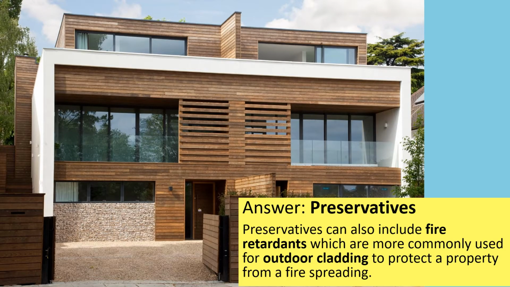Preservatives can also include fire retardants, which are more commonly used for outdoor cladding to help protect a property from fire spreading. That's a really big misconception in regards to fire retardants. People think that if it's fire retardant, it's completely fireproof, but it's not. A fire retardant can help slow down the spread of a fire and mitigate the likelihood of it spreading further. Sometimes, if there's not much oxygen, it can help put a fire out completely, because it will just burn out, but not all the time. So fire retardant doesn't make something fireproof, it helps to make it fire resistant.